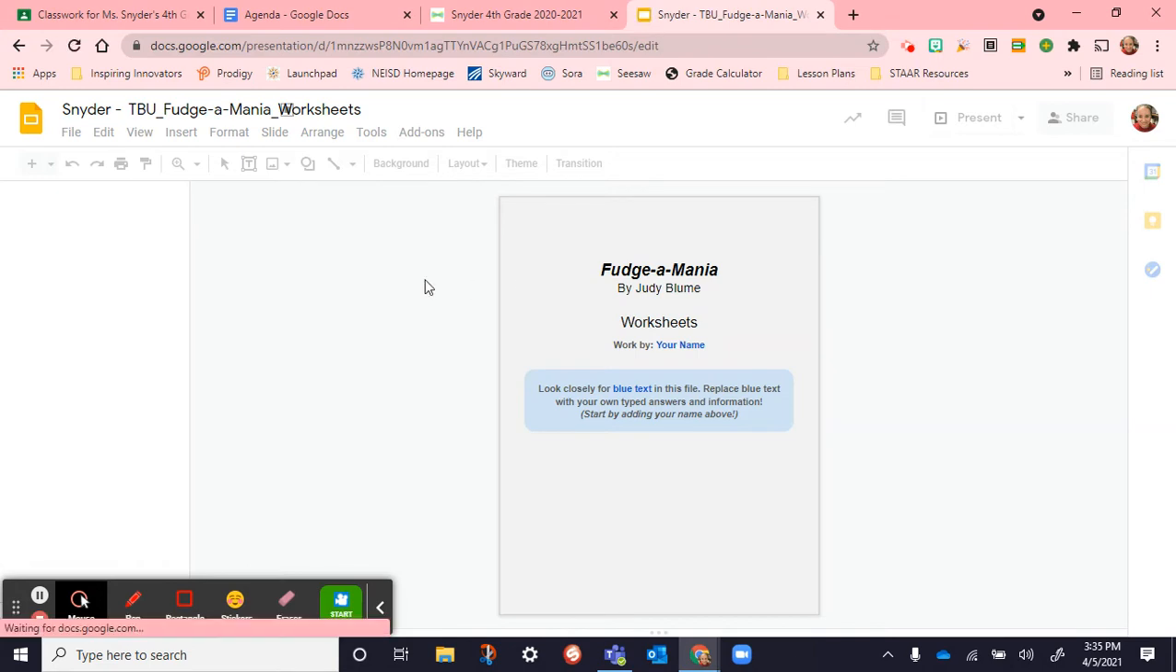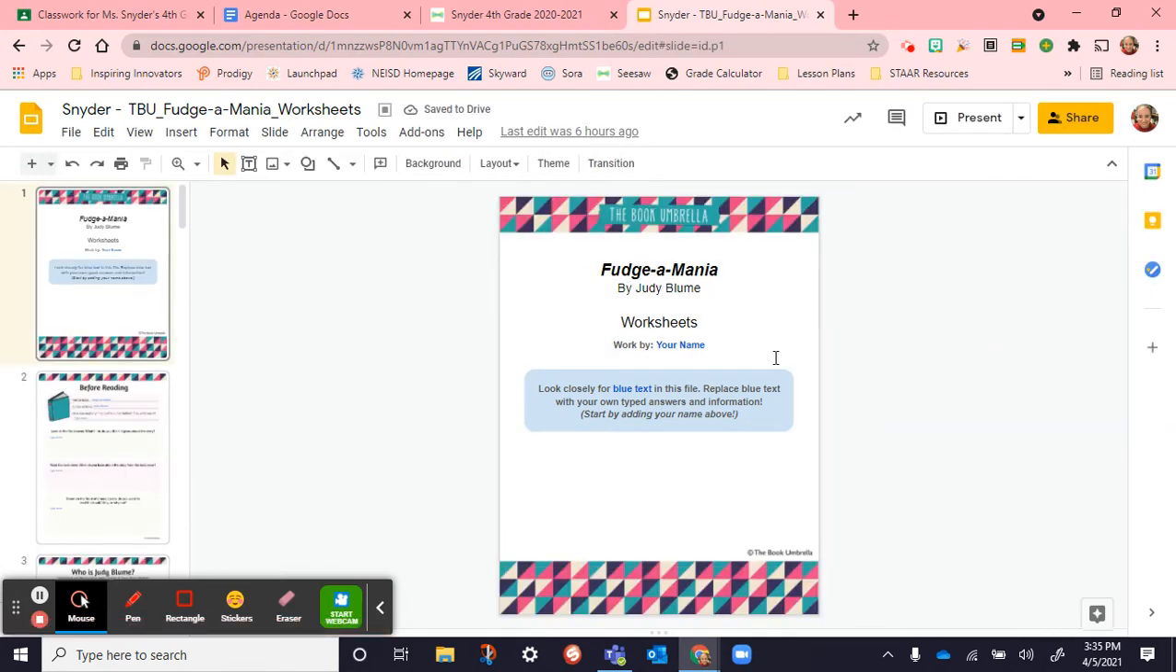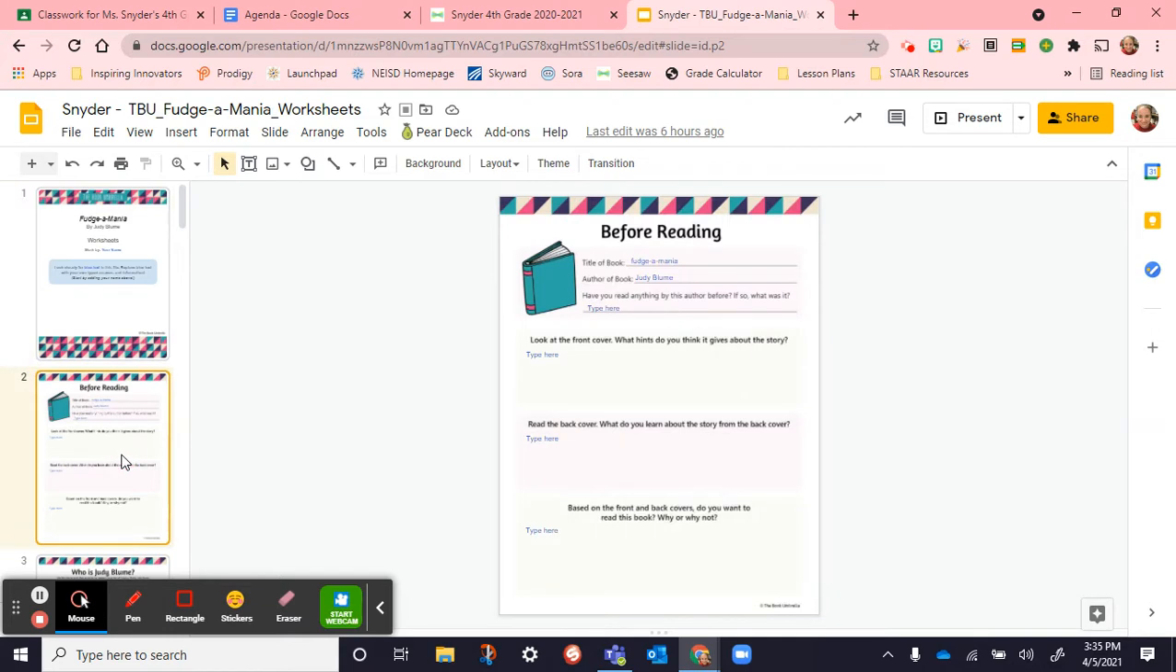All right, when you do that, now you'll be able to type into the document. So if you don't click the Open with Google Slides, then you're not going to be able to type in it. So make sure you do that one little step. On page 1, you're going to put in your name, and then it says before reading.